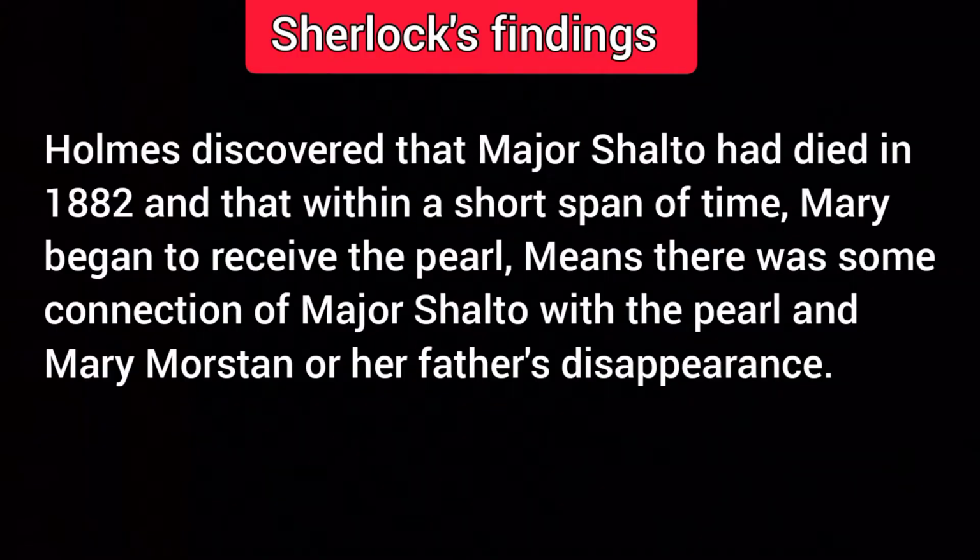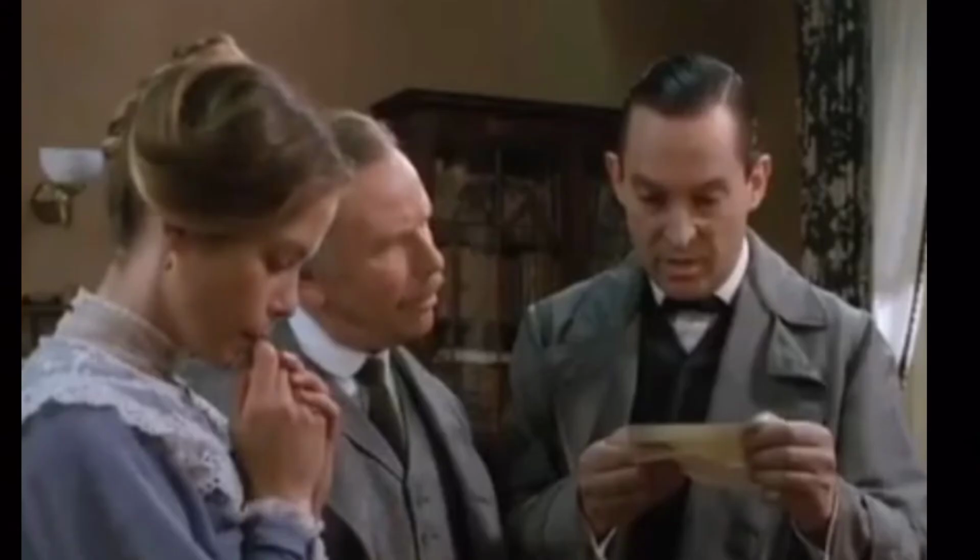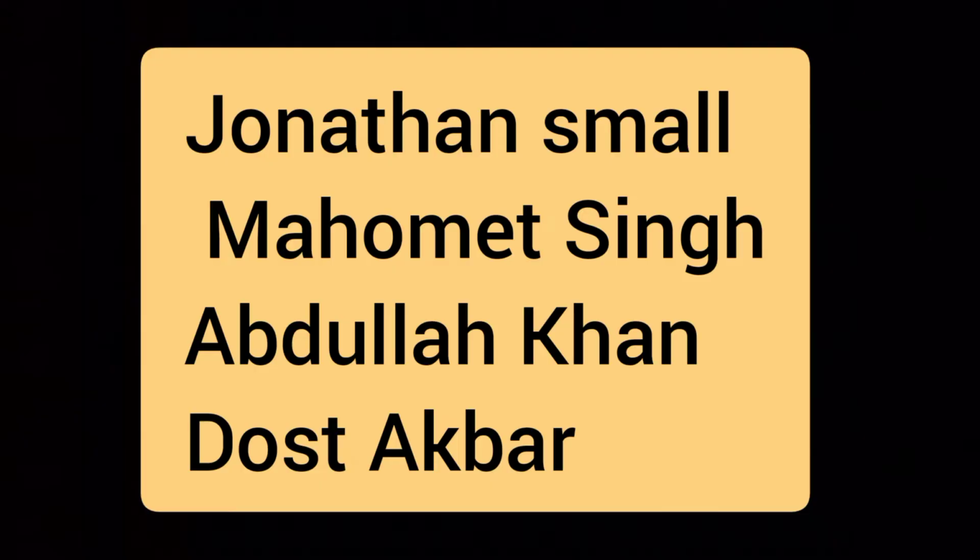Holmes discovered that Major Sholto had died in 1882 and that within a short span of time, Mary began to receive the pearls. Means there was some connection of Major Sholto with the pearl and Mary Morstan or her father's disappearance. Mary Morstan gives Holmes a map of the fortress that was found in her father's desk. The map had the names of Jonathan Small, Mohammad Singh, Abdullah Khan and Dost Akbar.